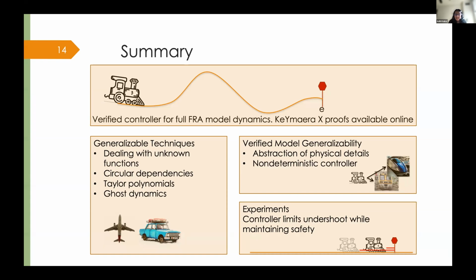Taylor polynomials, like you can expect real systems to have unpleasant solutions, exact solutions that you want to be able to soundly approximate. So I feel like a lot of the techniques we used here to overcome the difficulties in verifying train dynamics are going to be necessary to model other real systems.